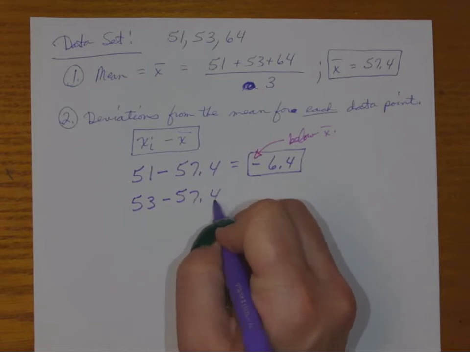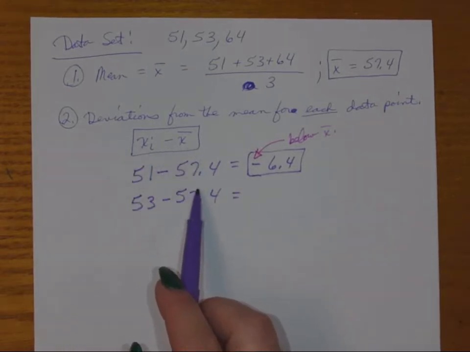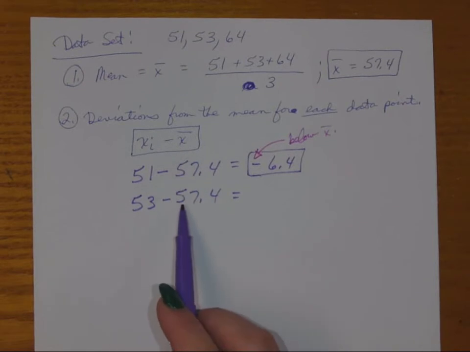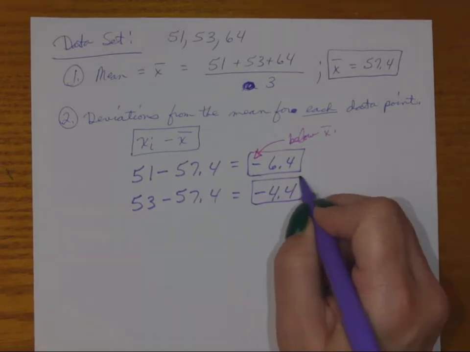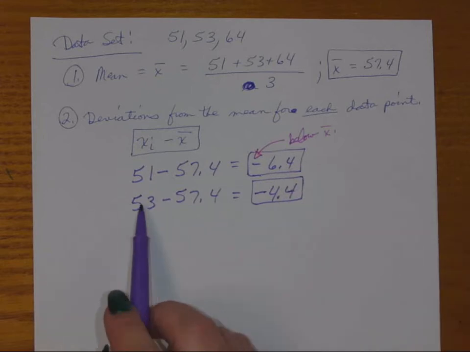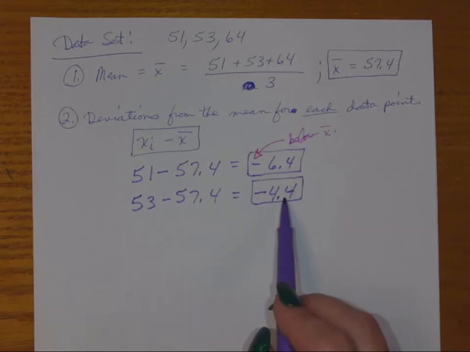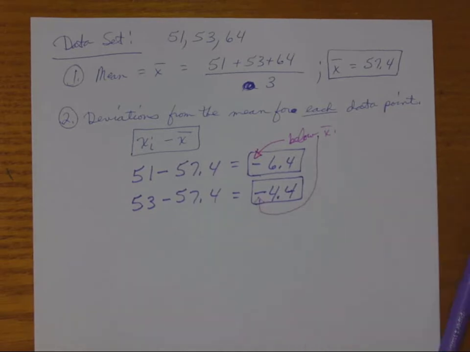Minus the average is 57.4. So use your data point minus your x bar. And once I have my mean, it's always the same thing, right? Because it's the same 3 data points. Whenever I subtract that, I get negative 4.4. What does that mean for me? I can interpret that to be 53 is 4.4 units below the x bar, below the average.